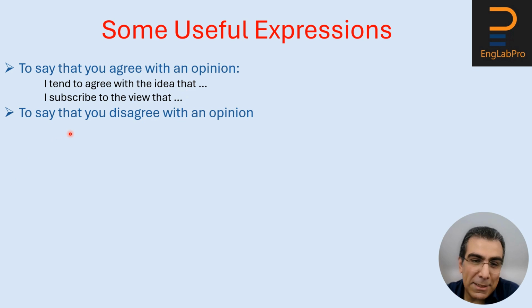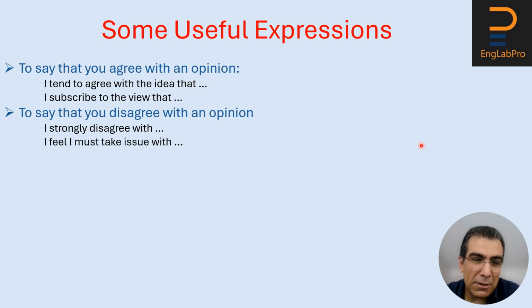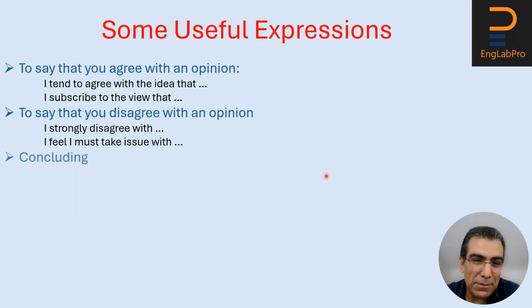If you want to say that you disagree with an opinion, you can use these expressions. "I strongly disagree with." For example, "I strongly disagree with the new proposal to expand the city." And remember that here we have "with," so we need a noun clause after that. So "with the new proposal," and this is the noun clause. Also, you can say, "I feel I must take issue with," means I should stand against. "I feel I must take issue with the way this matter is analyzed."